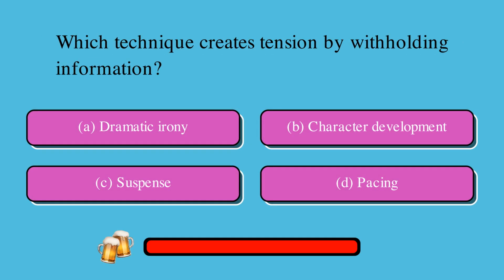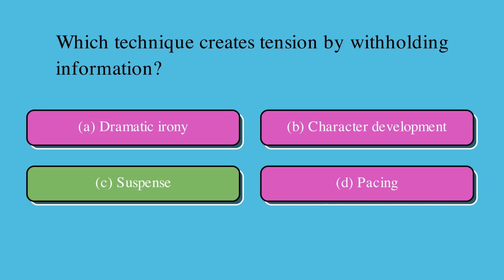Which technique creates tension by withholding information? Is it A, dramatic irony, B, character development, C, suspense, or D, pacing? The correct answer is C, suspense.